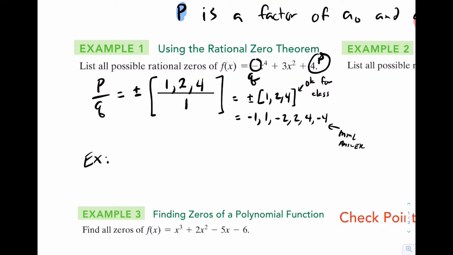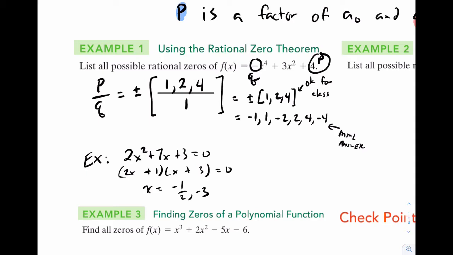So now let's put that into context. What are we really doing? So imagine this problem right here: 2x squared plus 7x plus 3 equals 0. We would factor it. We get 2x and x, 1 and 3, plus and plus. And we get x is equal to -1/2 and -3. So notice how these are the zeros, and I'm just going to make it into a fraction, just so you can see it.